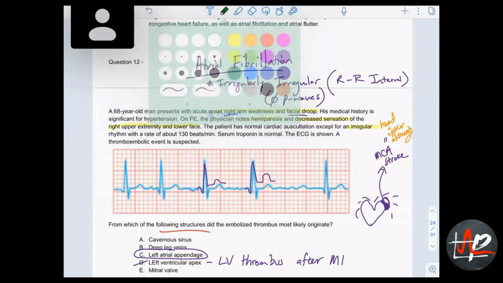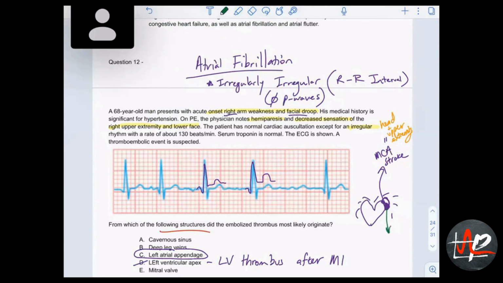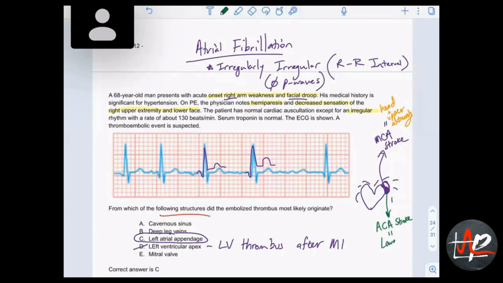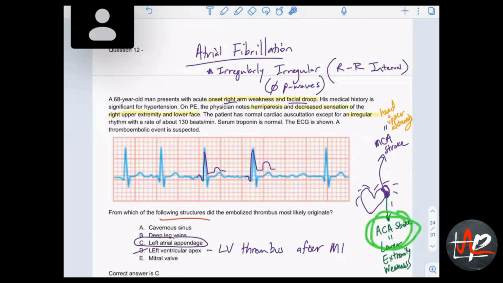But then let's just say it went to an ACA stroke, that would be more lower extremity involvement. And I drew it going downwards to help remind you, if you have a visual memory, that it's going to the lower extremities. But obviously your ACA is up in the brain as well. So MCA and ACA are in the brain, but for the ACA, I just drew the emboli going downwards towards your lower extremities.